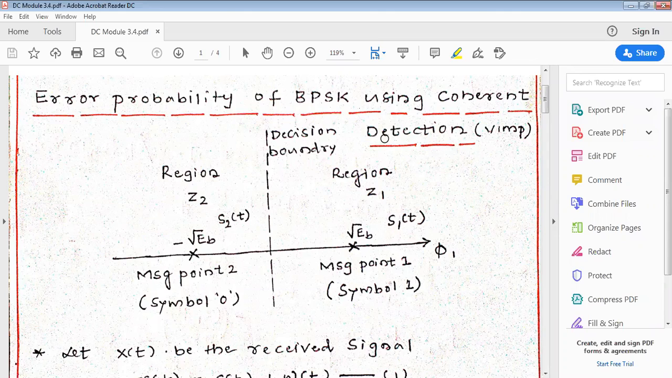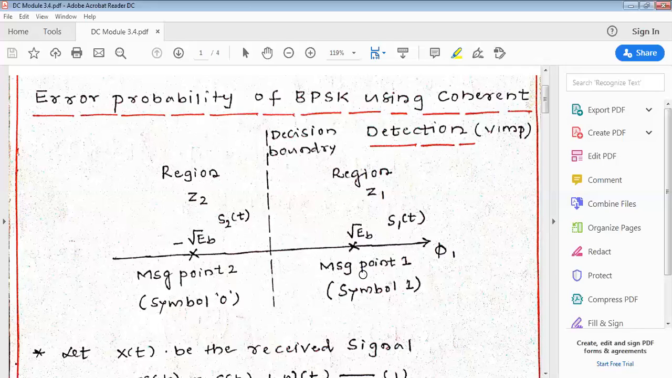Here you can see the constellation diagram, or signal space diagram, which we have already studied in the previous video for a BPSK signal. Here we have a single dimension, that is phi1, and this signal space is partitioned into two regions, namely region Z1 and region Z2, with respect to the center of this plane. The right part of this vertical line belongs to region Z1, and the left portion of this vertical line is considered as region Z2.